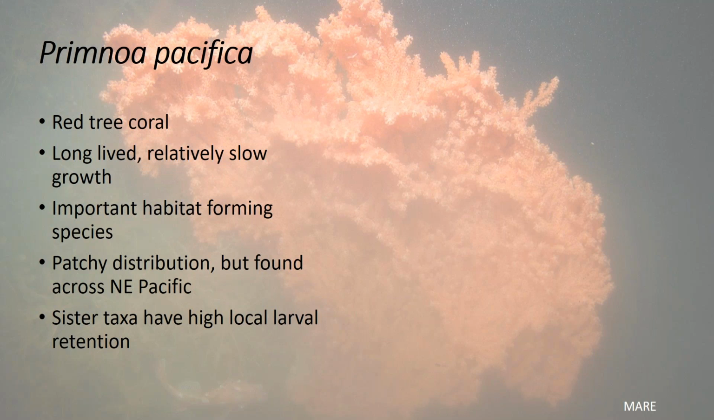And while we're only starting to really understand the reproductive cycles of Primnoa pacifica, we know that their sister taxa on the East Coast have very high local larval retention. So when they spawn, most of the larvae tend to settle around the adult colonies. And so we wanted to find out to what extent that is or is not true about Primnoa pacifica in the Northeast Pacific.